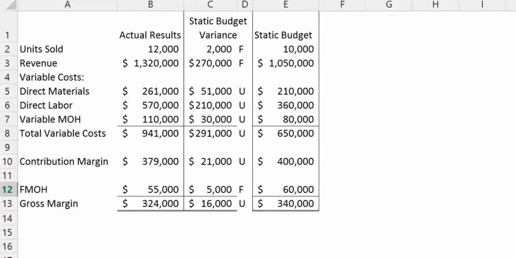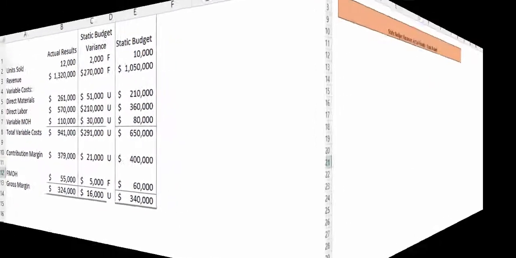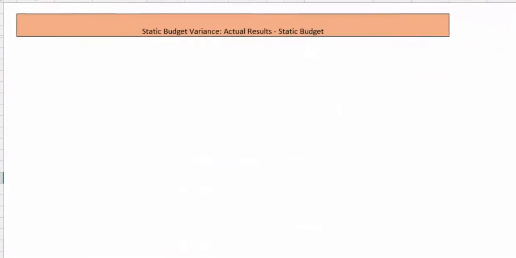And then we identified if each of those variances was favorable or unfavorable based on whether it would increase or decrease our gross margin or our operating income. I wanted to represent that a little bit more simply to give you a visual idea of what it is we're doing. And so I put that in one box on this spreadsheet, showing that the static budget variance is the difference between the actual results and the static budget. We'll come back to this sheet again in a minute.